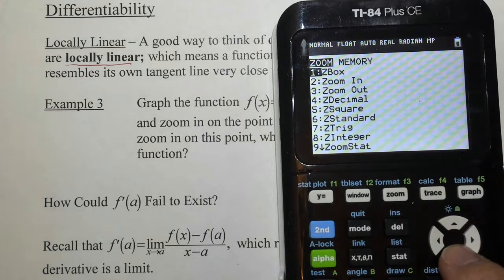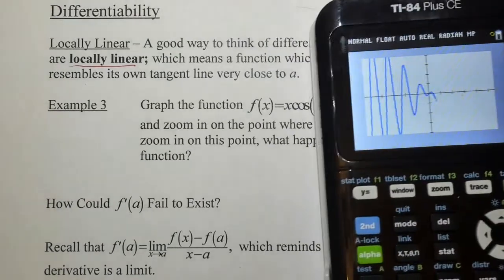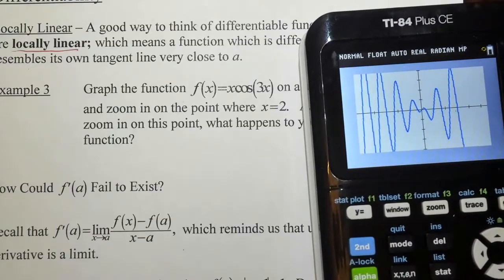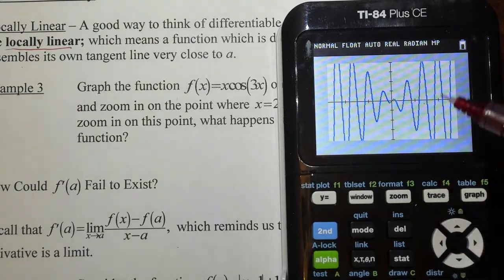So I'm going to do zoom and then choose option 7 for trig, since we have a trig function. If you're doing this on your own calculator, you want to make sure that you're in radians. Right, we hit enter, and here is the graph of x times the cosine of 3x. Okay, so there are a lot of waves going on in this function.